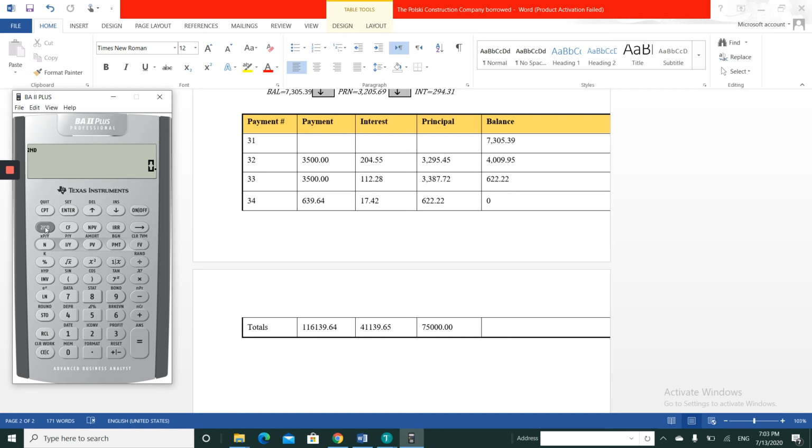To find total interest paid, I can use the amortization function. So second amortization, P1 is 1, then enter, go down, P2 is 34, the last payment, then enter, again go down, and find interest. The total interest paid is this number: $41,139.65 after rounding. And the total principal repaid is the amount of the loan, $75,000.